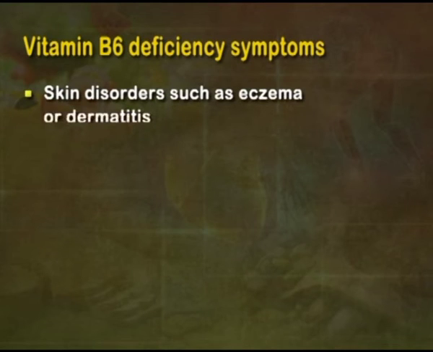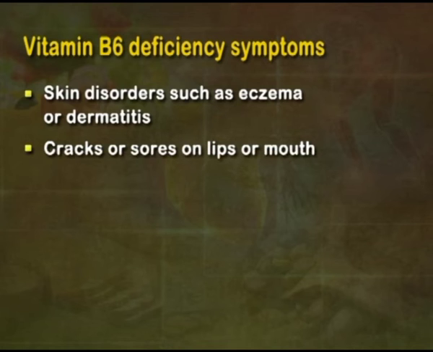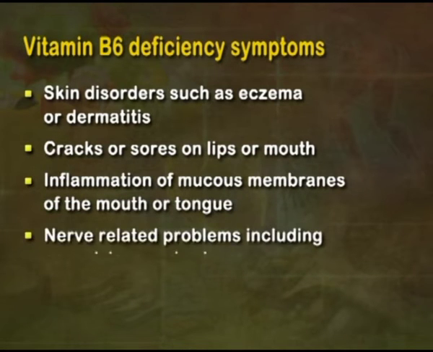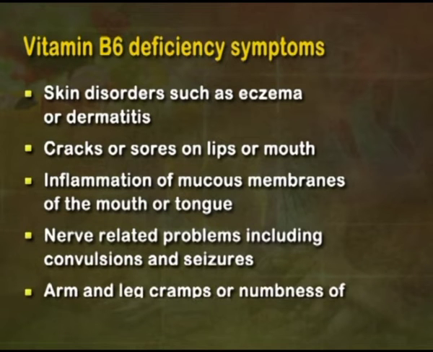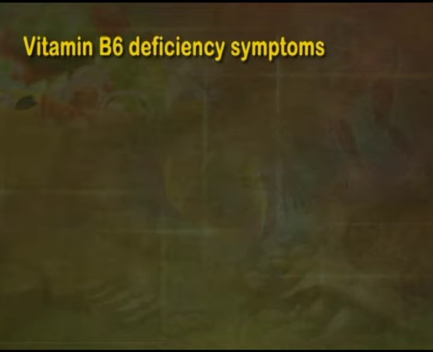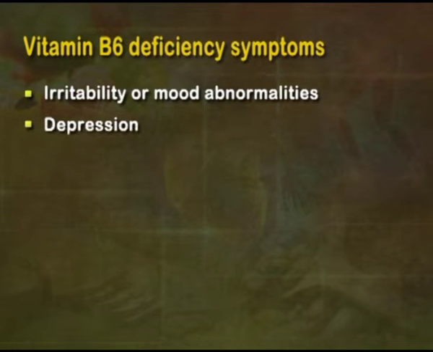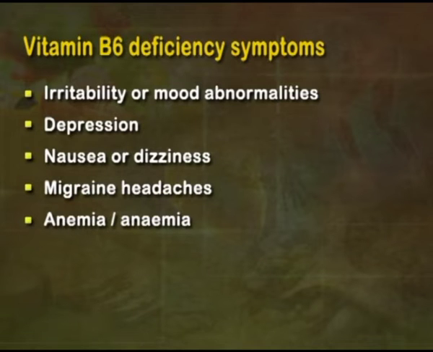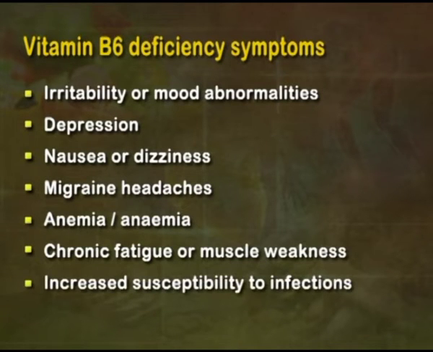Pyridoxine deficiency or vitamin B6 deficiency symptoms include skin disorders such as eczema or dermatitis, cracks or sores on lips or mouth, inflammation of mucous membranes of the mouth or tongue, nerve related problems including convulsions and seizures, arm and leg cramps or numbness of hands and feet, irritability or mood abnormalities, depression, nausea, dizziness, migraine headaches, anemia or chronic fatigue or muscle weakness, increased susceptibility to infections and asthma are some of the vitamin B6 deficiency symptoms.